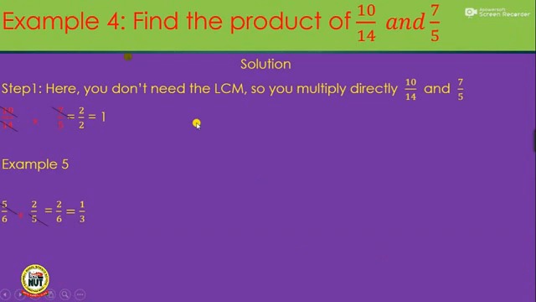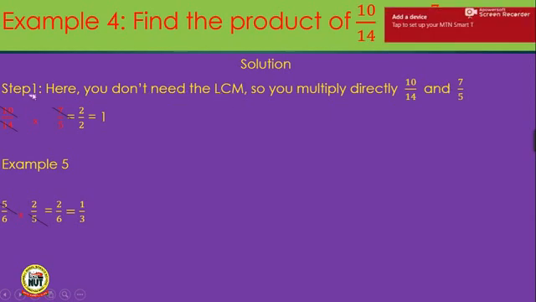Now let us quickly look at this example. Example number 4. Find the product of 10 all over 14 and 7 all over 5. Product in mathematics stands for times. And here the first thing we're going to do is to multiply the numbers directly, because we do not need LCM here since it is product or times. So we have 10 times 10 all over 14 times 7 all over 5.